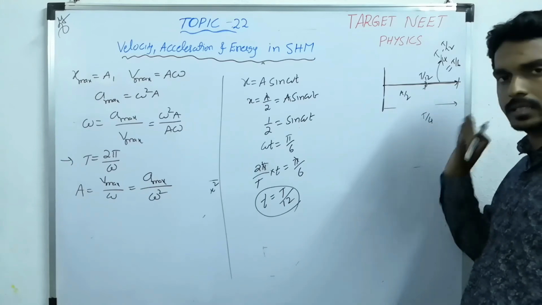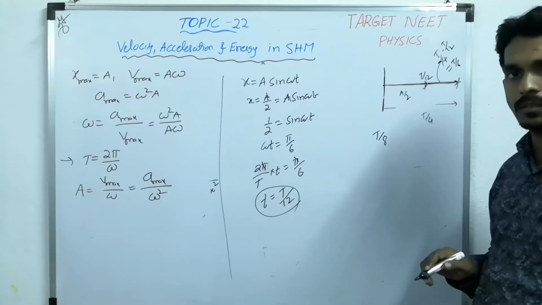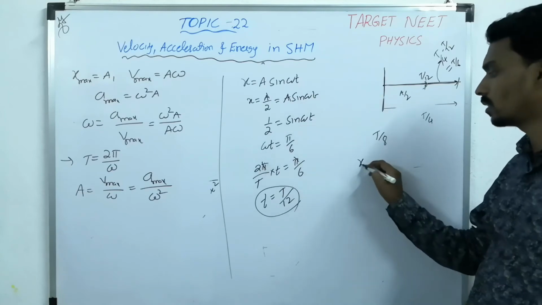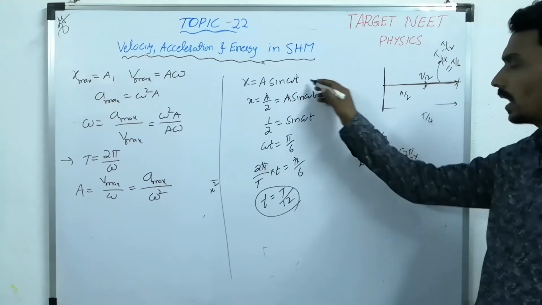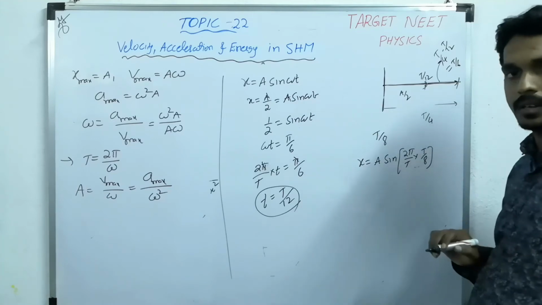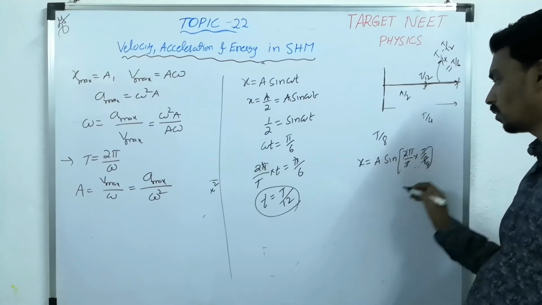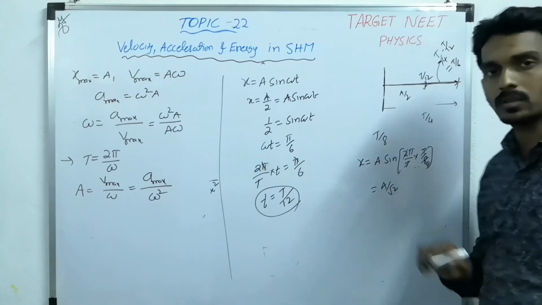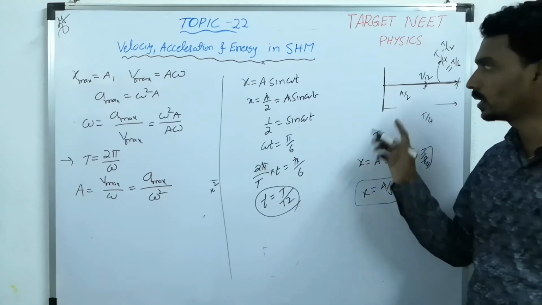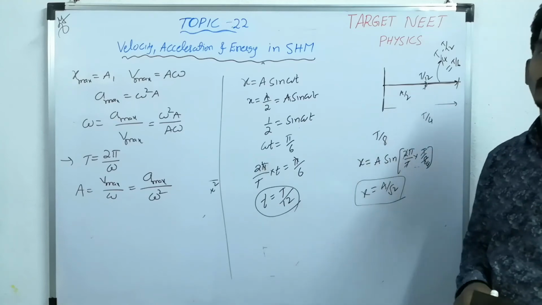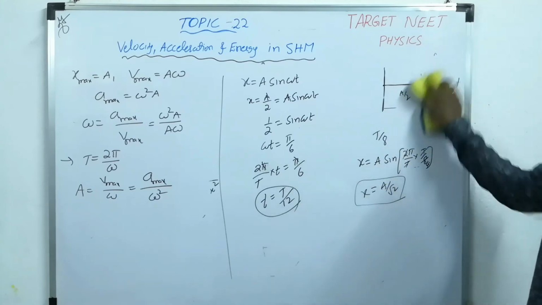Similarly, if they ask what is the displacement after half of this time, total is T by 4 to reach one extreme. If in a time of T by 8, how much displacement it will cover? Like that they can ask the question. X equal to a sin of omega, which is 2 pi by T, and the time is T by 8, 1 by 8 of the time. So sin pi by 4, 1 by root 2, how much? A by root 2. So it covers a displacement a by root 2 in 1 by 8 of time. So these kinds of questions can be asked based on displacement.